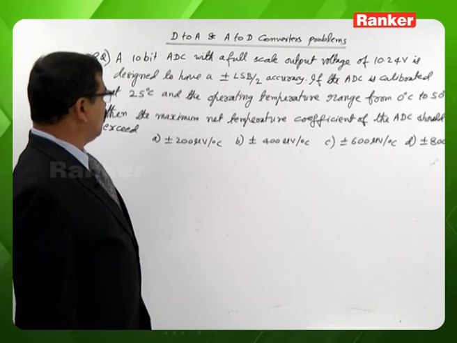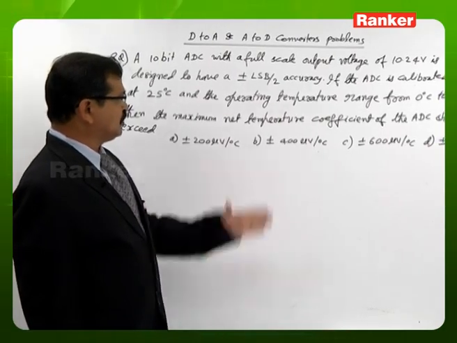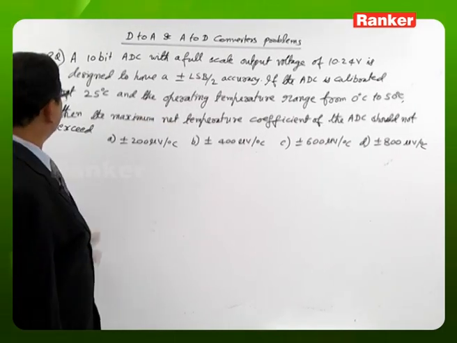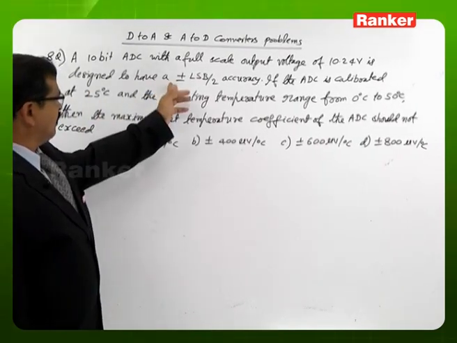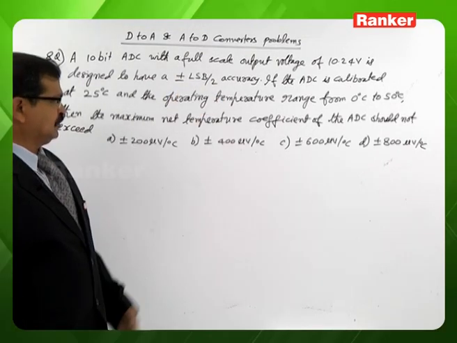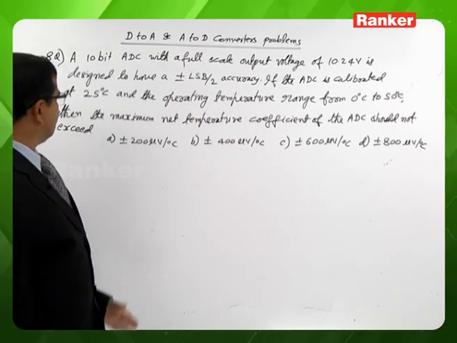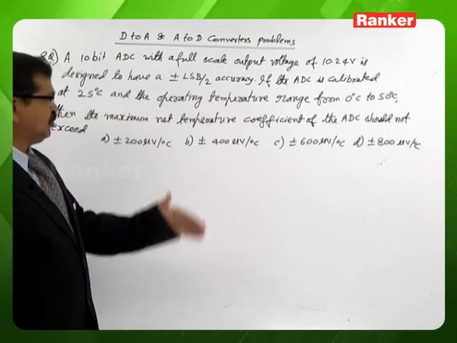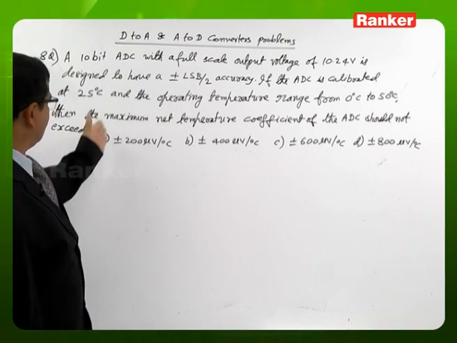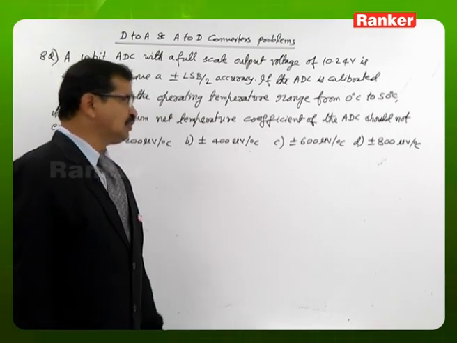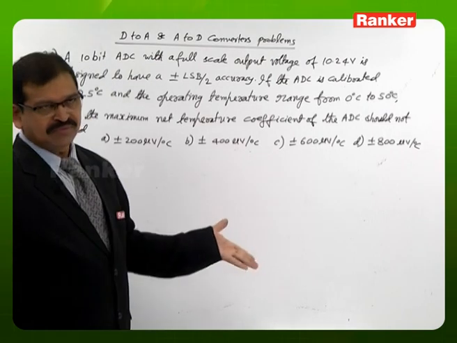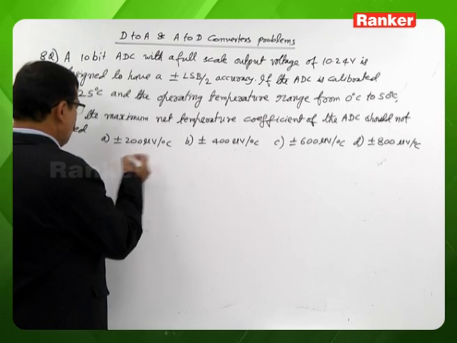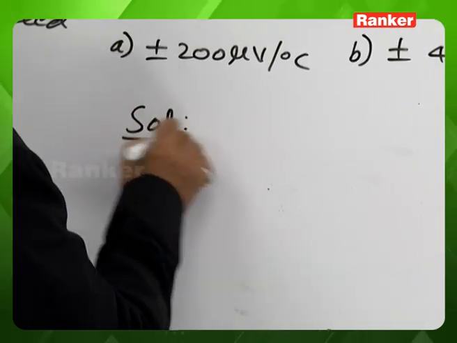A 10-bit analog to digital converter with a full scale output voltage of 10.24 volts is designed to have a plus or minus LSB/2 accuracy. If the ADC is calibrated at 25 degrees centigrade and the operating temperature range is from 0 to 50 degrees centigrade, then the maximum net temperature coefficient of the ADC should not exceed what? It was one of the GATE exam paper questions. These are the options.